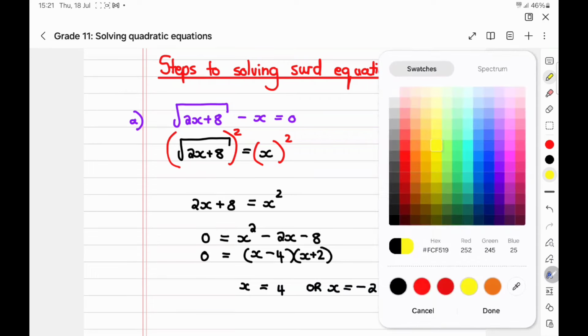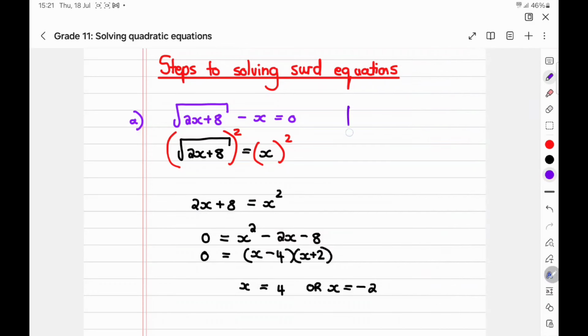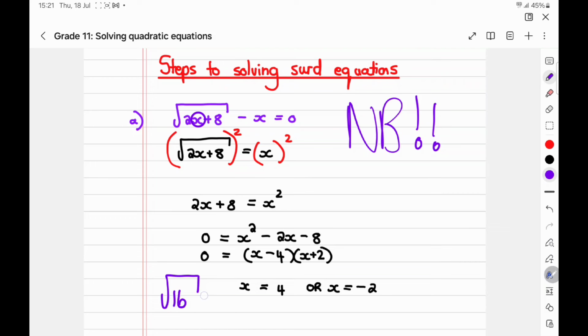Now, people, very, very, very important. NB, you need to go and check your answers. So if I put a 4 underneath there, 2 times 4 is 8. And the square root of 8 plus 8, which is 16. Does that equal 4? So yes, my 4 answer works.